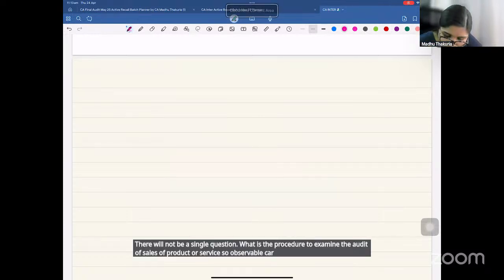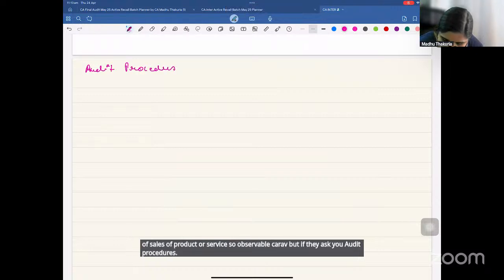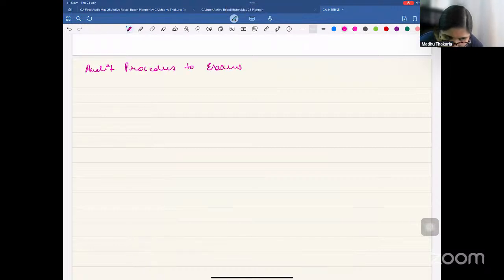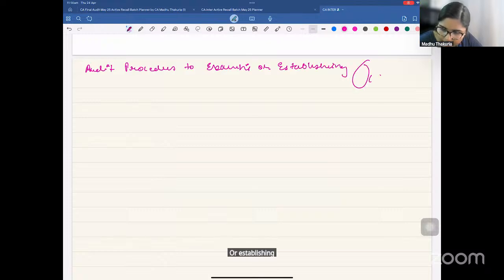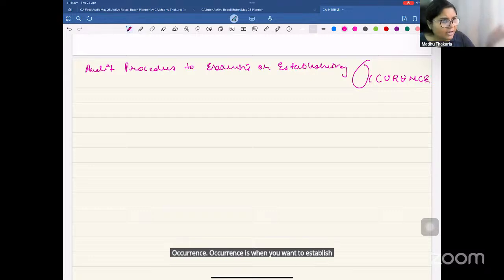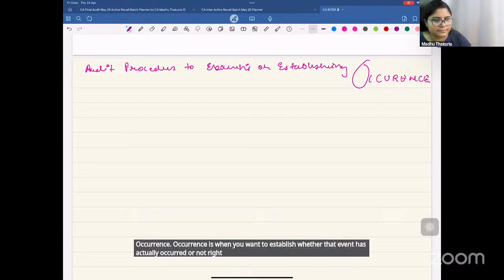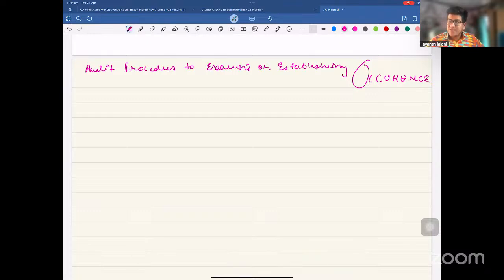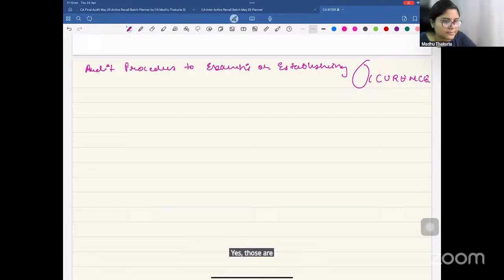But if they ask you audit procedures to examine or establishing occurrence. Occurrence is when you want to establish whether that event has actually occurred or not. And those are general audit procedures.